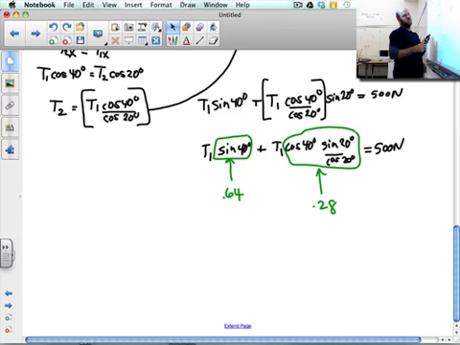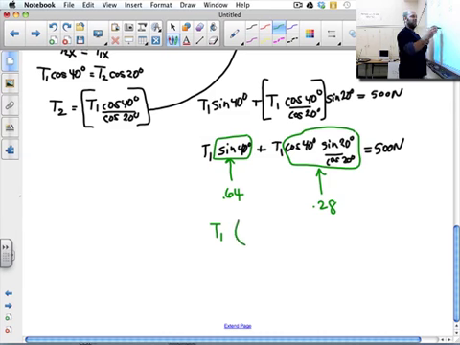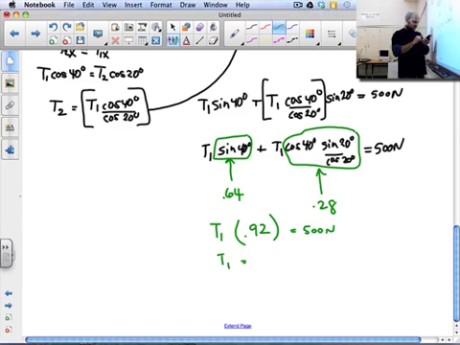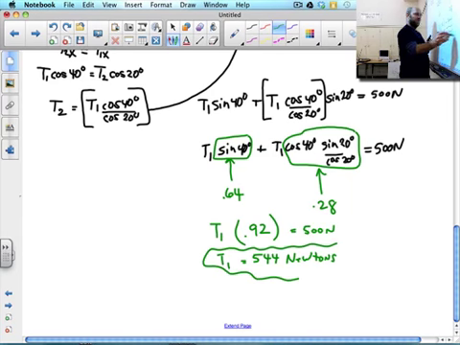Is 0.91. Okay? So it's going to be T1 times, actually it's 0.92, has to equal 500 newtons. So T1 equals 500 newtons over 0.92. And there we go. We get about 544 newtons. That sounds right. That's what we were getting before.